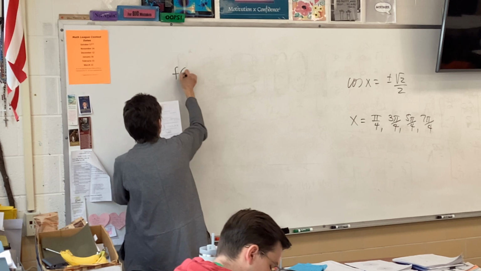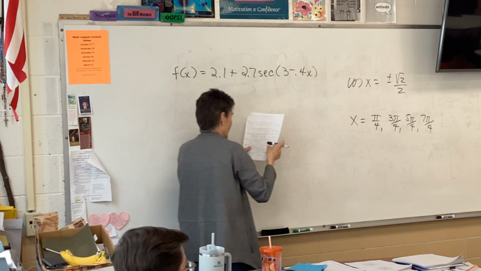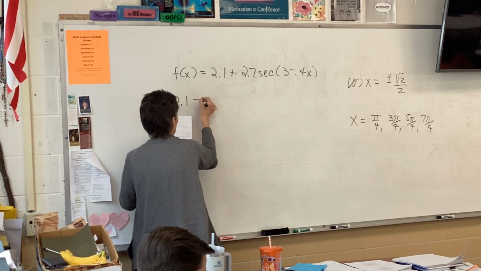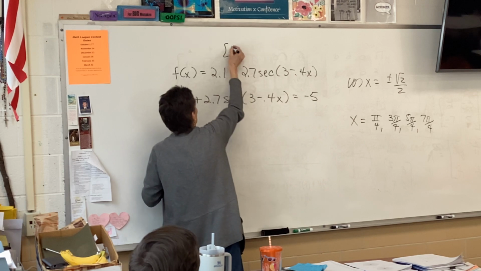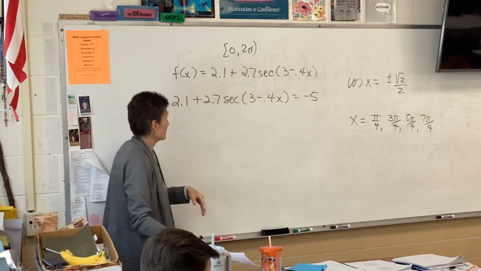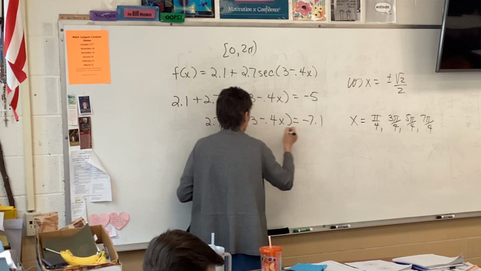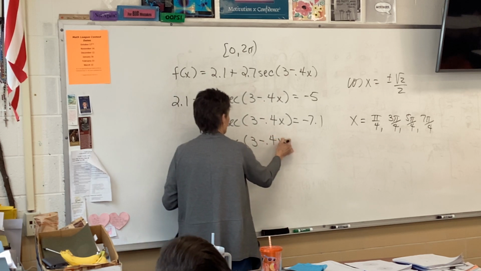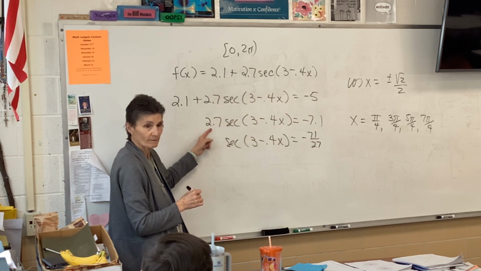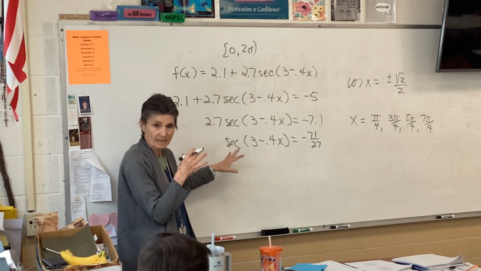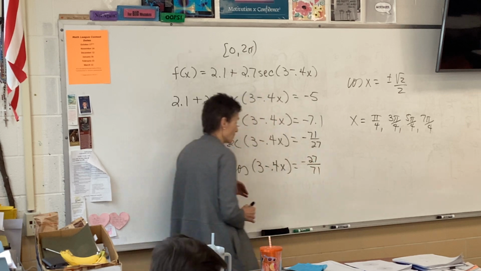So let's see. It has to equal negative 5. So we want 2.1 plus 2.7 secant to equal negative 5. Makes sense, but okay. All right, so you're going to just do the basic math. So 2.7 secant equals negative 7.1, and then secant equals negative 71 over 27, because it's going to be 7.1 over 2.7. And again, we're back here to the secant thing, and I don't work very well that way, so I'm going to change it to cosine. And that will equal negative 27.71.